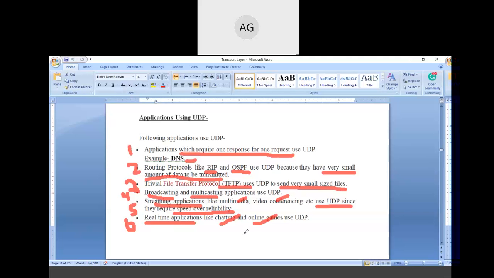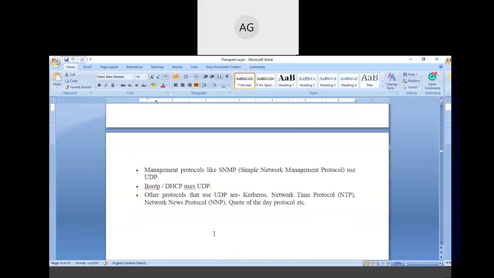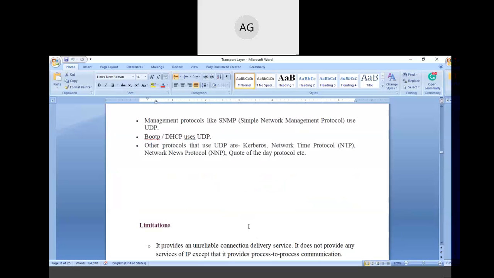Moving to the next part. These are the applications provided by UDP, but there are other applications also. Management protocols like SNMP use UDP. BOOTP or DHCP use UDP. Other protocols that use UDP are Kerberos, Network Time Protocol, Network News Protocol, and Quote of the Day protocol. All of these protocols are using UDP services.